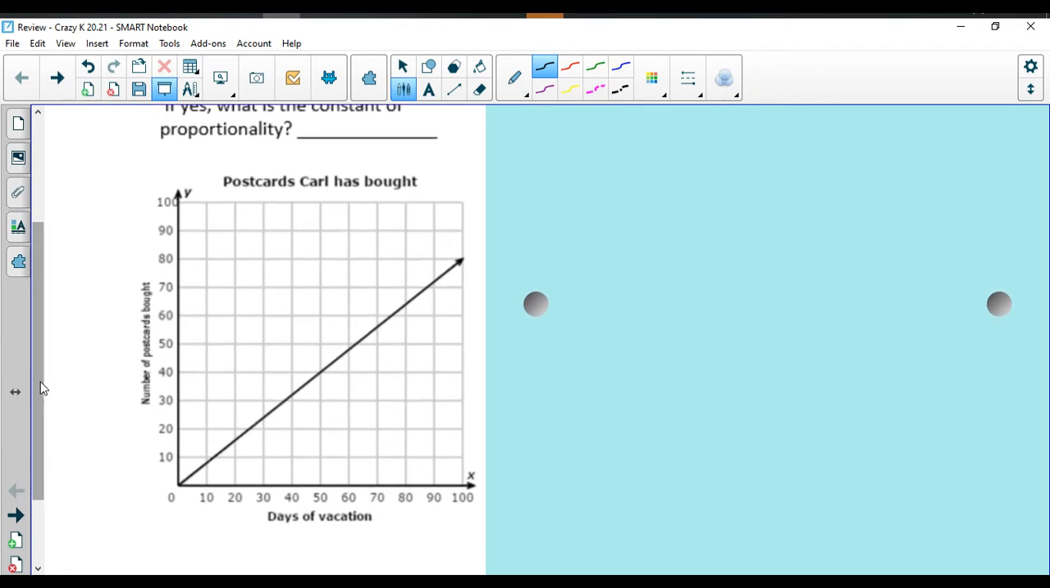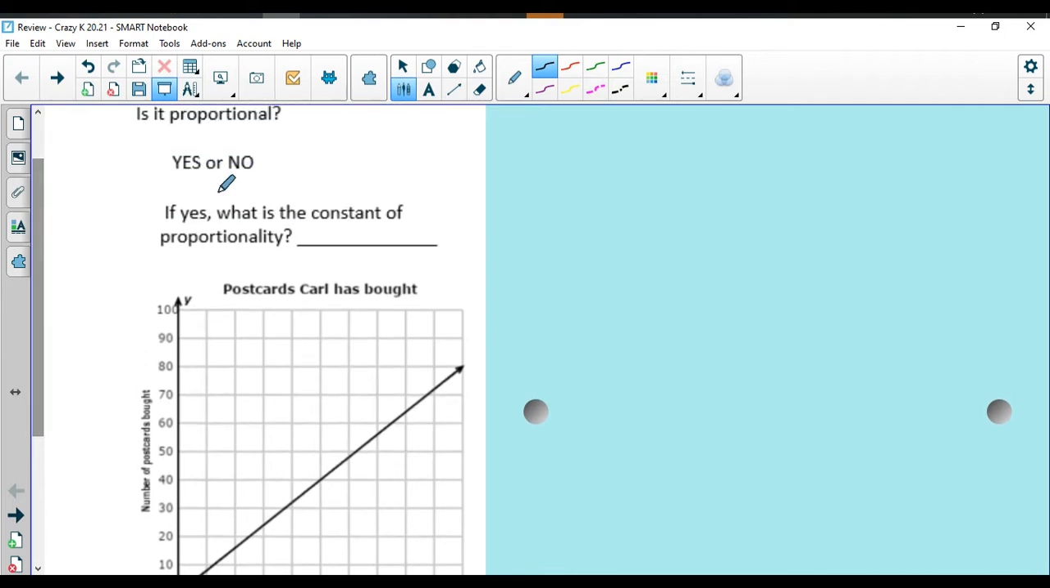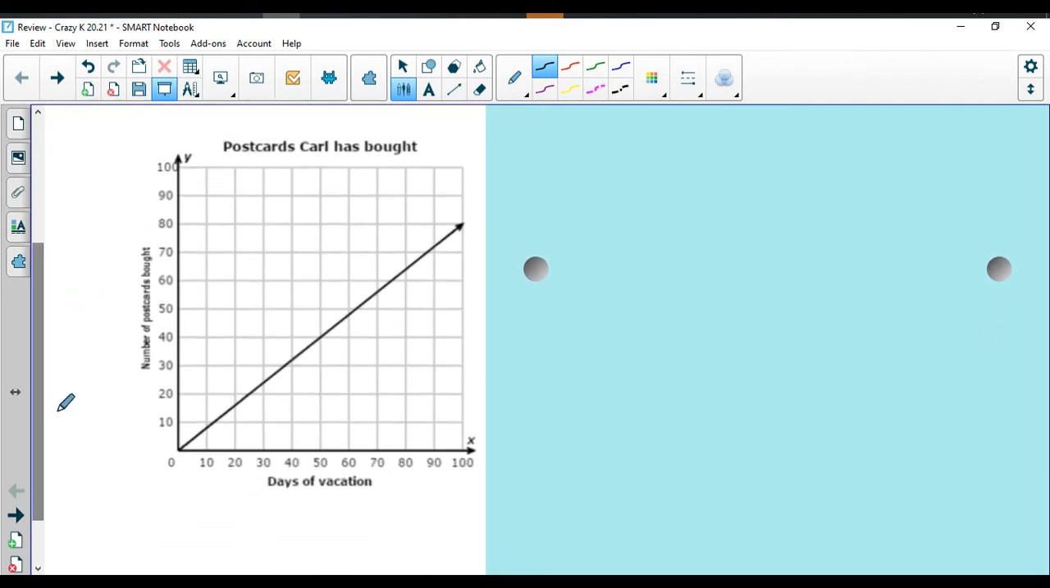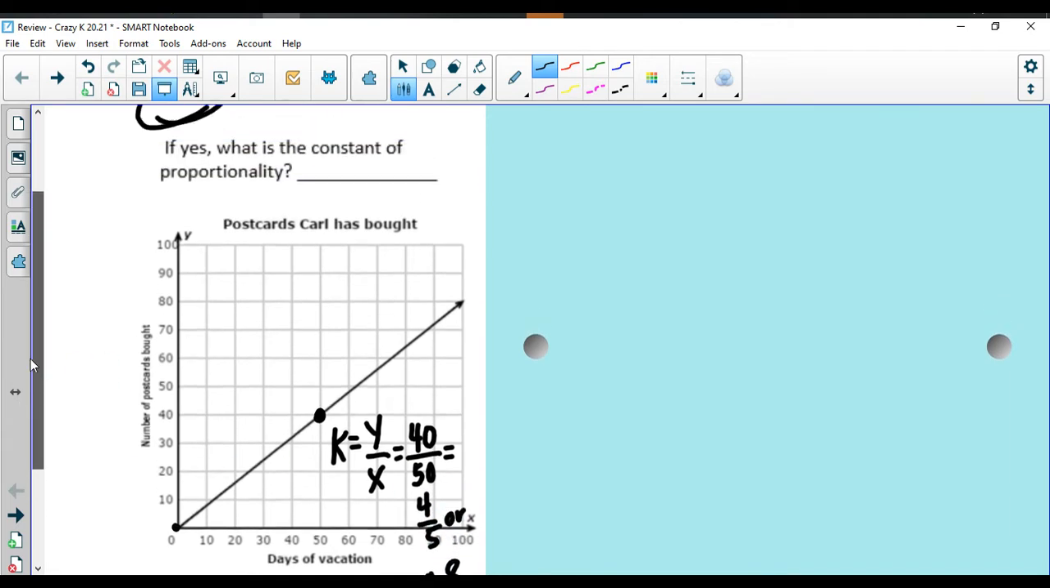So for this first graph, take a look. Is this proportional, yes or no? If you said yes, you would be correct. It is a straight line and it goes through the origin, which is right here. To find the constant of proportionality, we need to find a point on the graph where it actually goes right through one of the actual grids. So here my y value is 40, my x value is 50. So to find my constant of proportionality, I'm doing y divided by x. So I'm doing 40 divided by 50, which is going to give me 4/5. Or you could have said 0.8. Either of those would have been acceptable here.